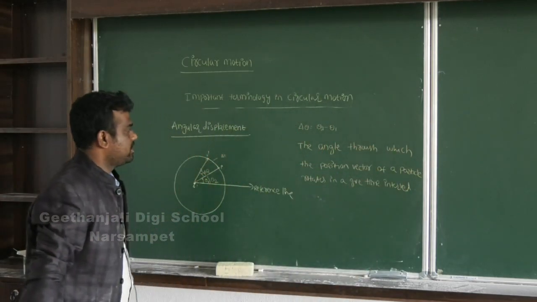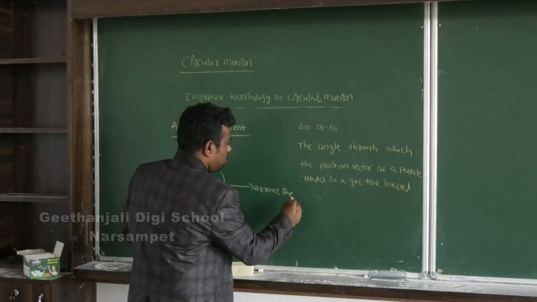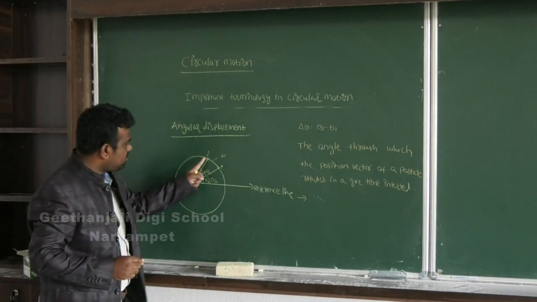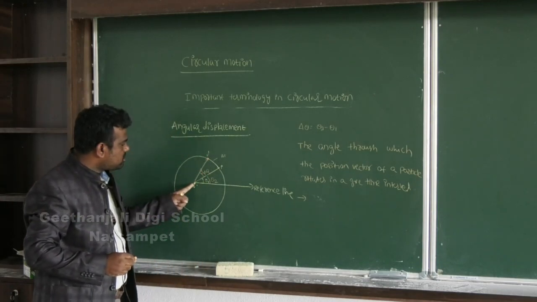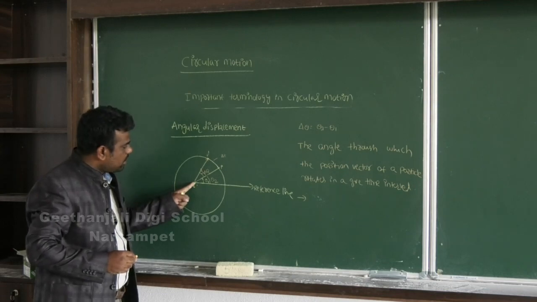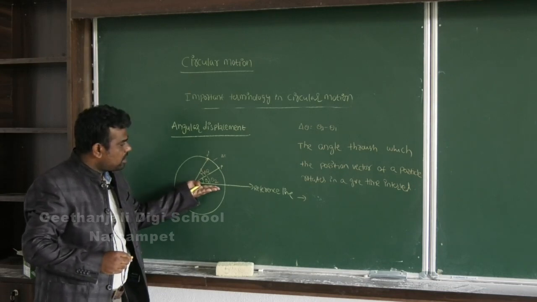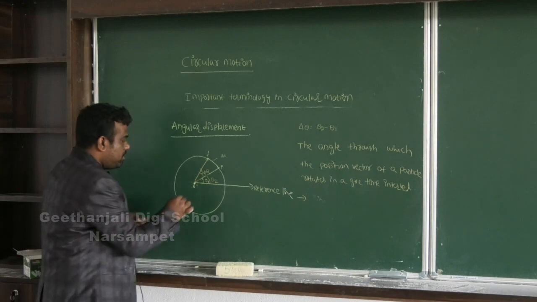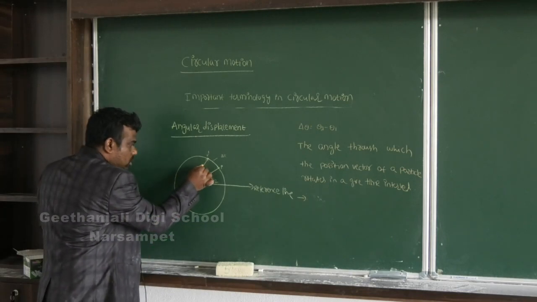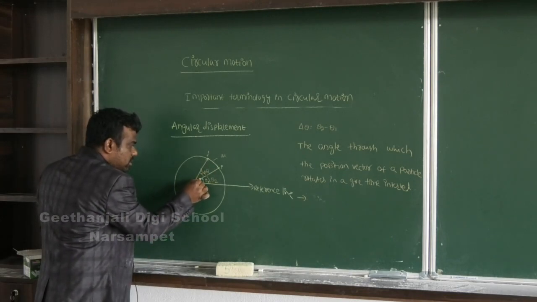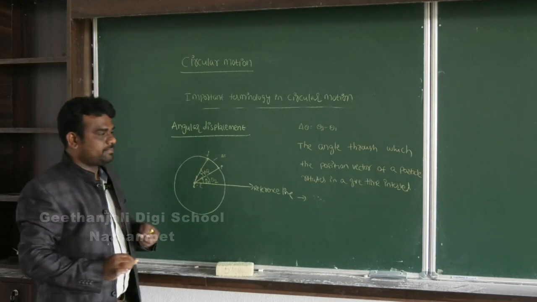This is called the angular displacement. Now the angular displacement of the particle only depends upon the choice of the origin. It does not depend upon the reference line. It only depends upon what? It depends upon the origin but does not depend upon the what? Reference line.